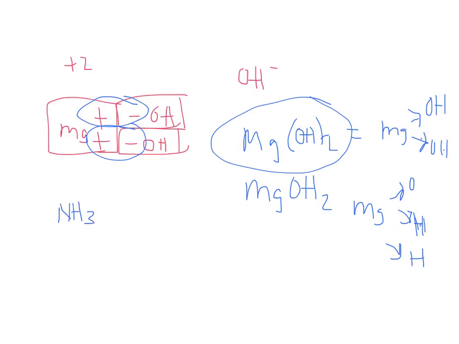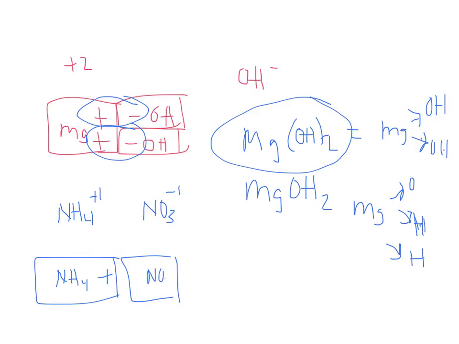Ammonium nitrate I included because this is one of the few cases where my positive ion, my cation, is not a metal. It's actually a polyatomic ion group of nonmetals. So NH4 you'll find on a common ion chart with a +1 charge. Nitrate you'll find as NO3 with a -1 charge. So NH4 with its +1 charge, NO3 with its -1 charge. Just need one of each, so when combined it'd be NH4NO3.